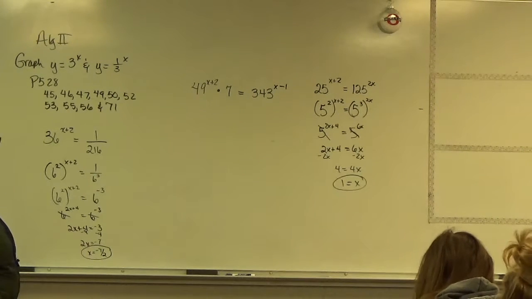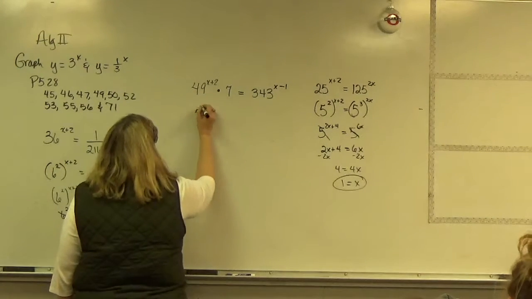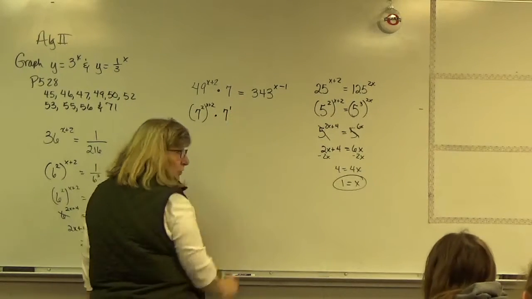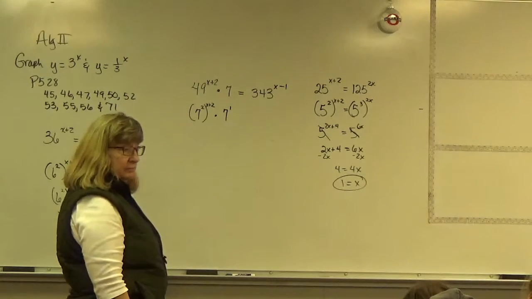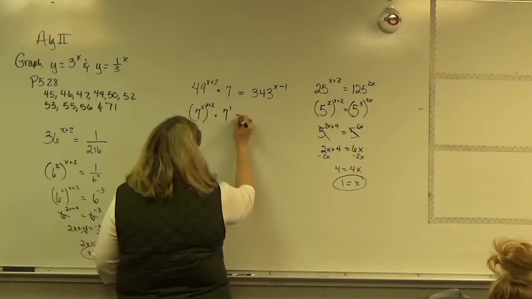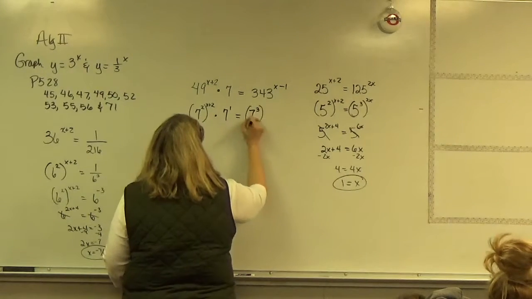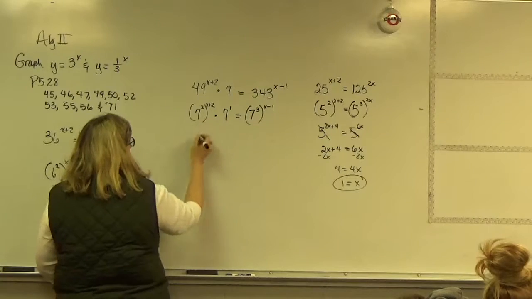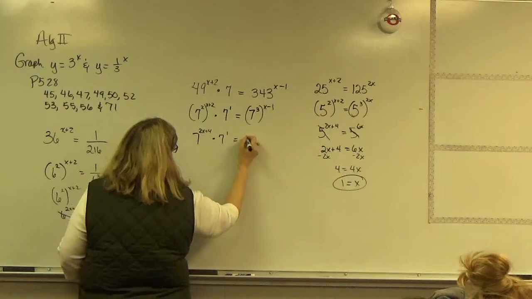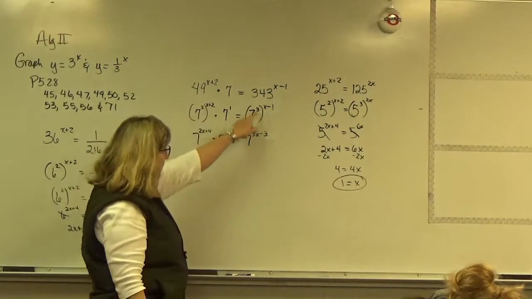So we need same bases, don't we? What's 49 going to change to? 7 squared. And I'm going to put this 1 for emphasis only. You normally don't have to put that 1 there, it's understood to be a 1 if nothing's there. What about 343? 7 cubed. So this is 7 to the 2x plus 4 times 7 to the first equals 7 to the 3x minus 3. You raise to a power, you multiply.